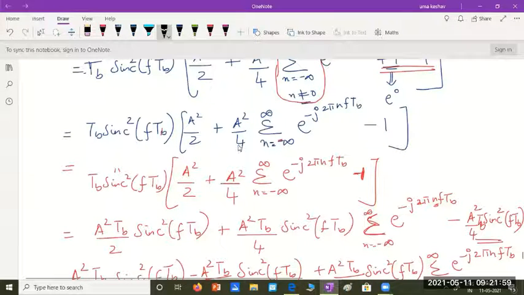A square by 4 summation. Next step, ma'am. A square by 4 summation thing. Why did you multiply with -1? There is a -1 inside here, no? It was +1 and -1 added with the sum.